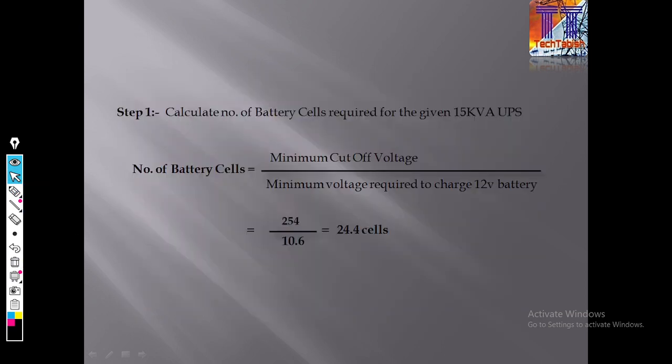So in this we have calculated the number of cells, which we got as 24.4 cells. Moving to the next slide.